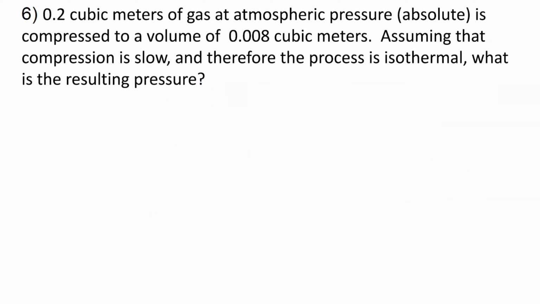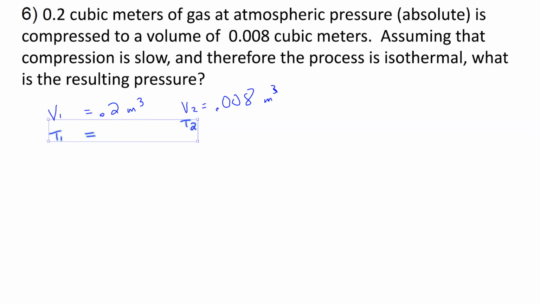Here is number 6.2. Cubic meters of gas at atmospheric pressure is compressed to a smaller volume. See how the volume changed right there? Volume 1 is 0.2 cubic meters, and volume 2 is 0.008 cubic meters. So we really mashed the air down there. The compression is slow, and the process is isothermal. T1, we don't know what it is, but it's equal to T2. And that's good to know, that the temperature does not change.